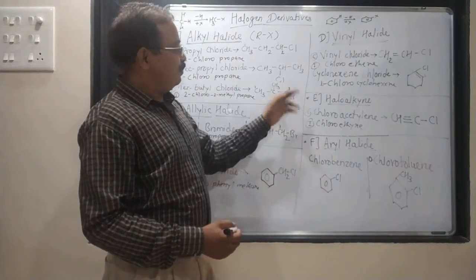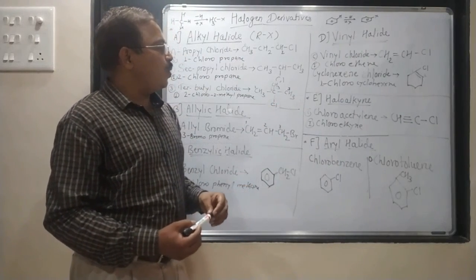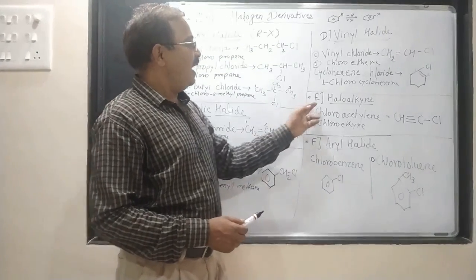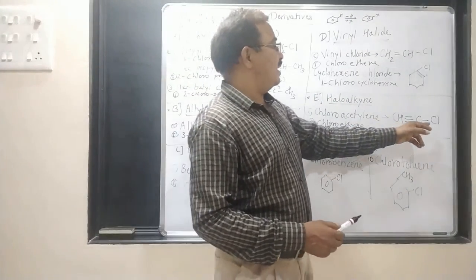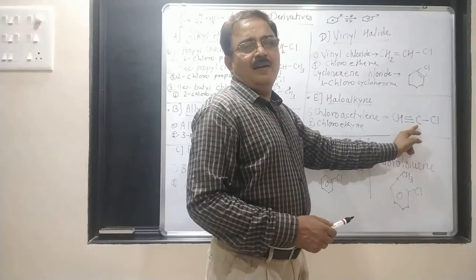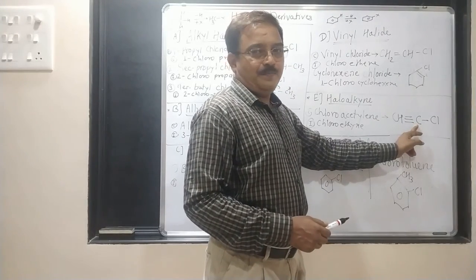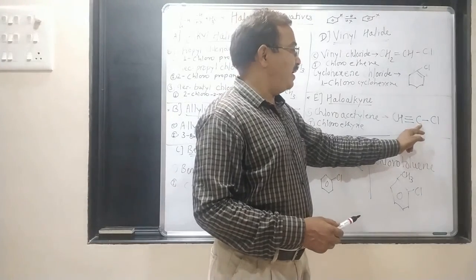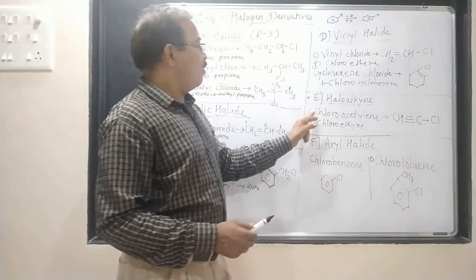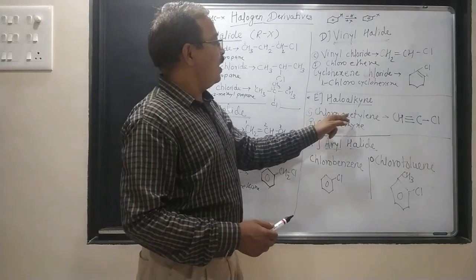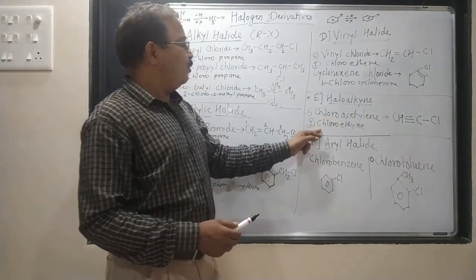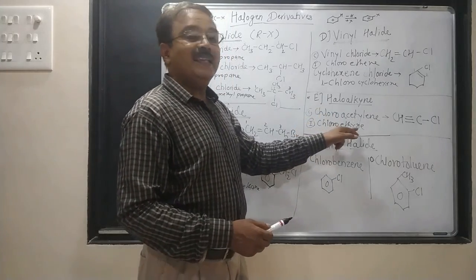Okay, the fifth class, let us try to understand, is called haloalkynes. The fifth class is haloalkynes. The halogen is attached to an sp hybridized carbon atom. Therefore, the common name is chloroacetylene, and the IUPAC name is chloroethyne.